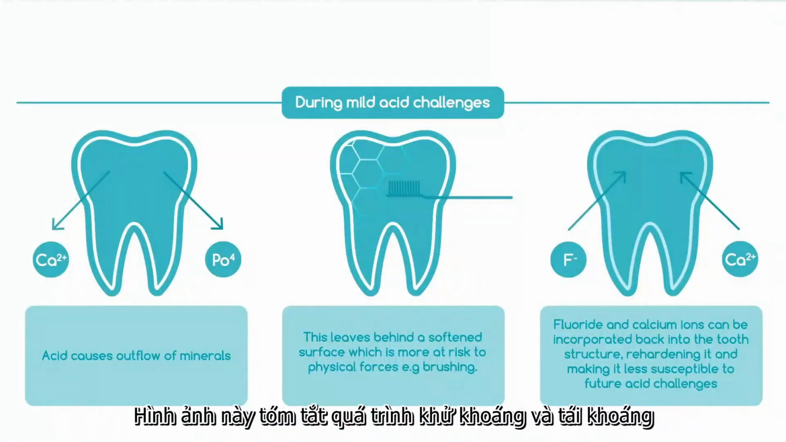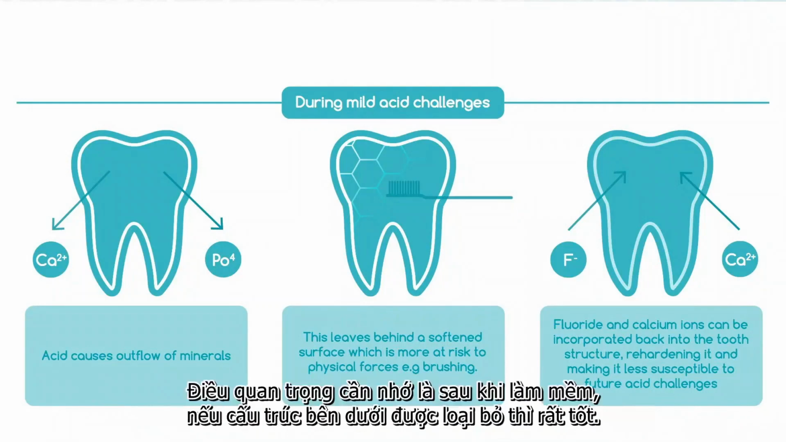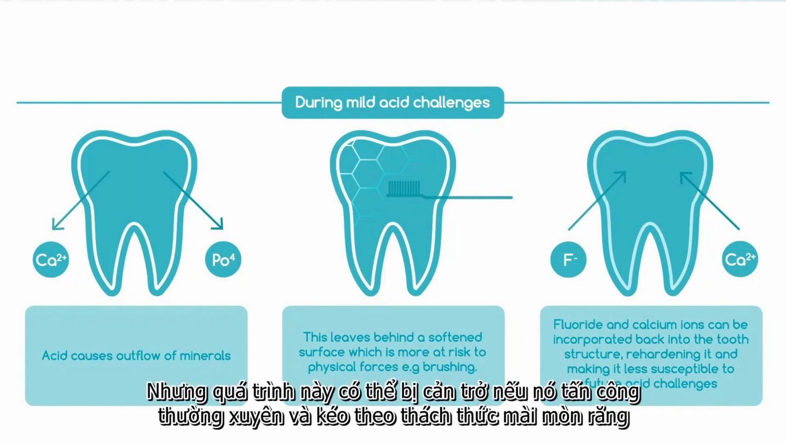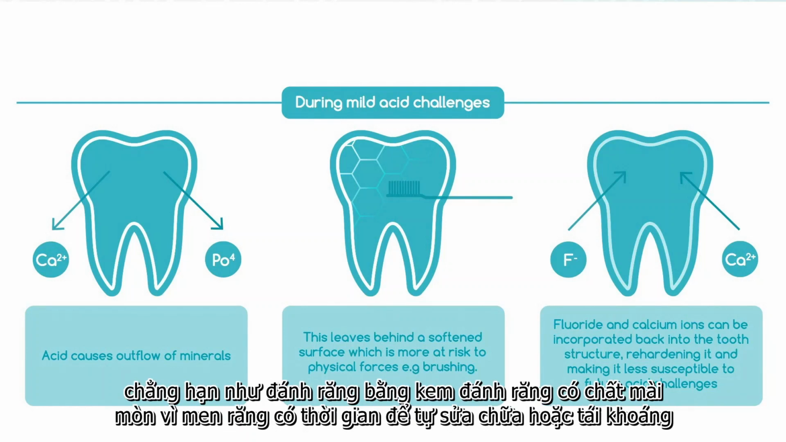This image summarizes demineralization and remineralization. It is important to remember that after softening, if the underpinning structure is removed, it's gone for good. Saliva and fluoride will neutralize the acidity and slowly reharden the tooth enamel, but the process can be hindered if acid attacks are frequent or followed by an abrasive challenge, such as brushing with an abrasive toothpaste, as the enamel doesn't have time to repair or remineralize itself.